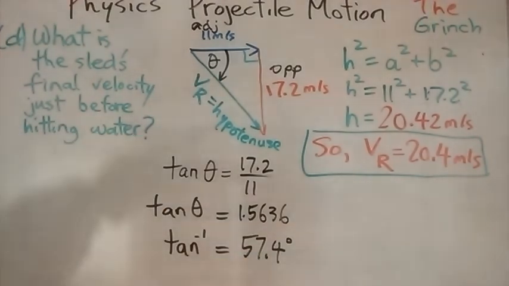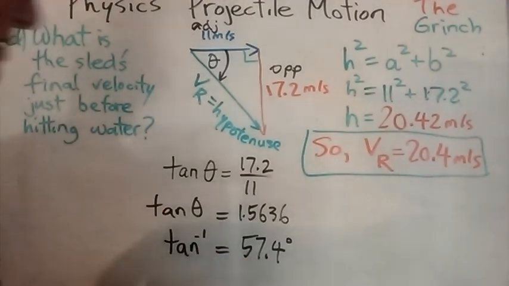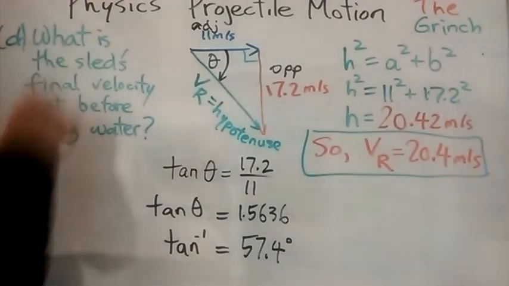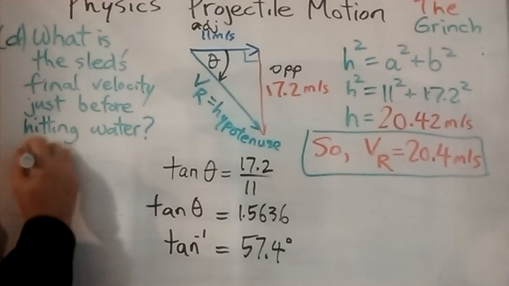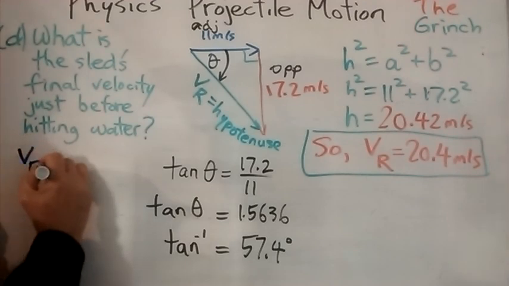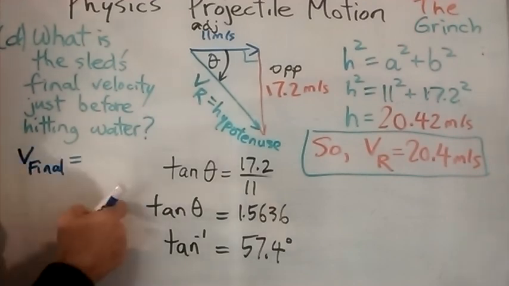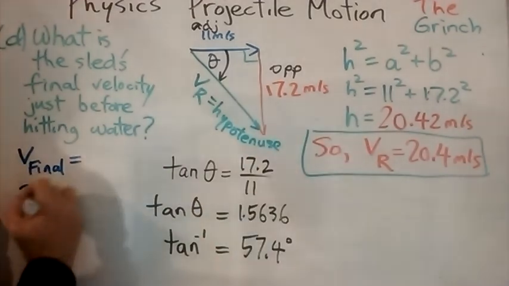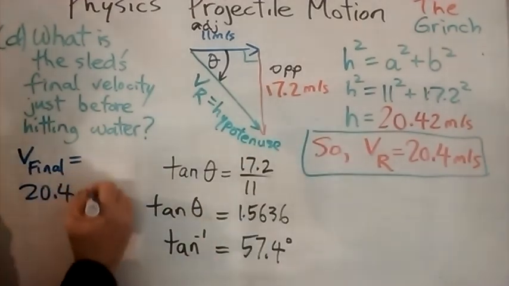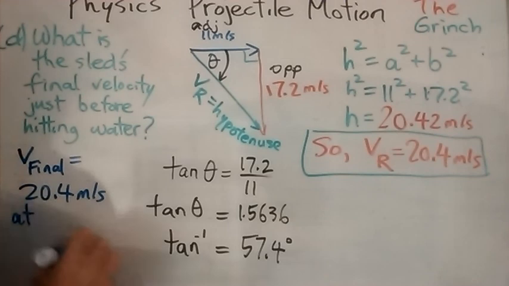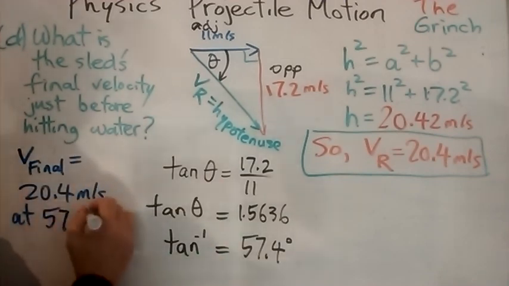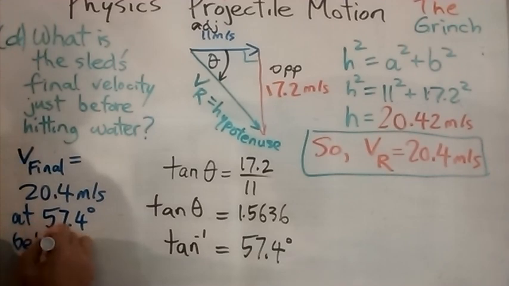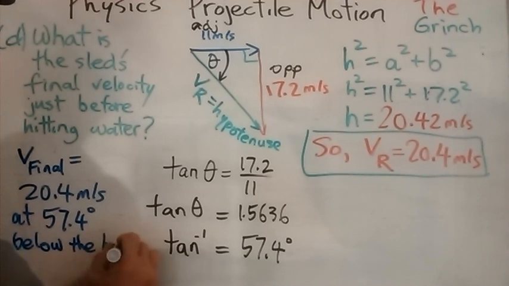So the answer you would write for this particular question, what is that sled's final velocity? You'd say the final velocity, or V final, is equal to 20.4 or 20.42 meters per second at 57.4 degrees below the horizon, or below horizontal.